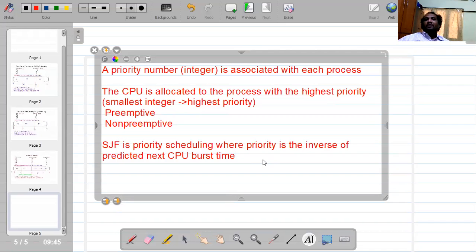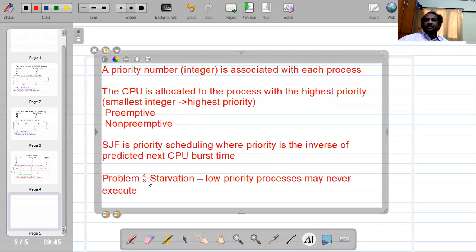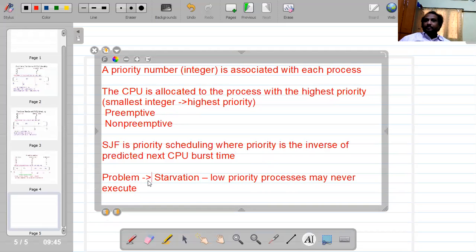But there is one major problem in this, called starvation. If you remember, I said the word starvation earlier. Does anybody remember the word starvation? What is starvation exactly?